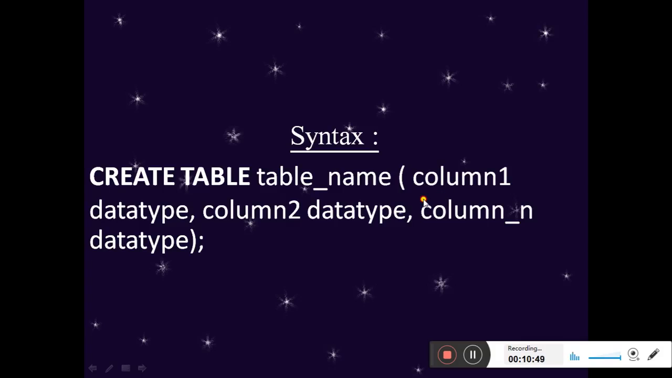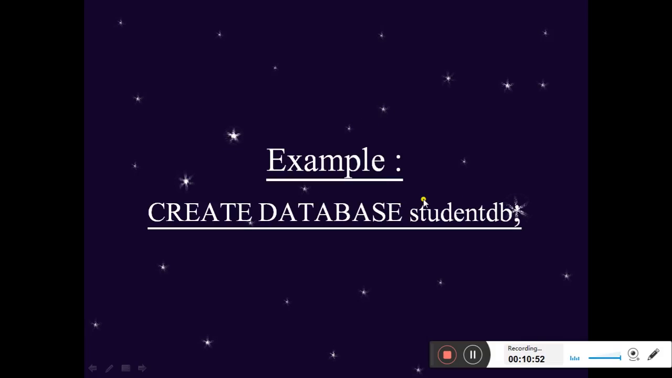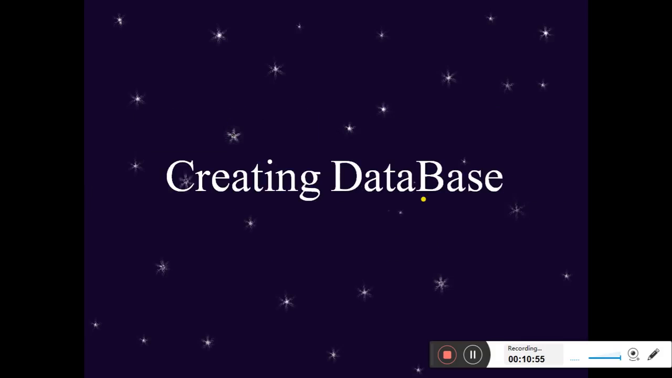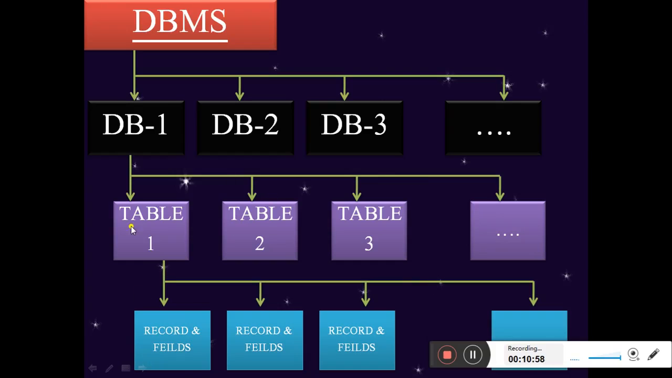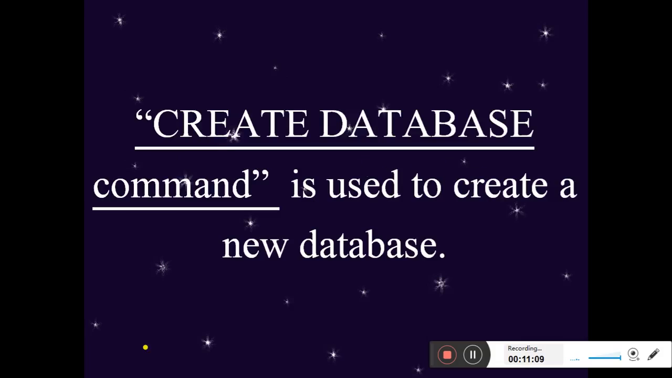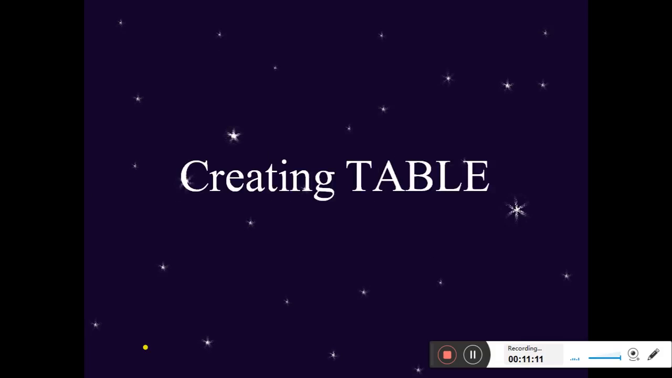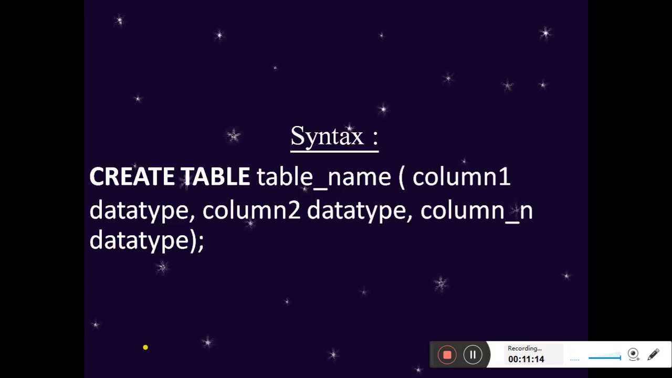I already explained that in one table you can create multiple fields and records, right? See the hierarchy again. So during the creation of a table, you are supposed to first create the fields. So how to create the field? You are supposed to create the field here only while creating the table. Create table command is used to create a new table, and table name is the name of the table. Now after that you are supposed to open a bracket and create the field here.